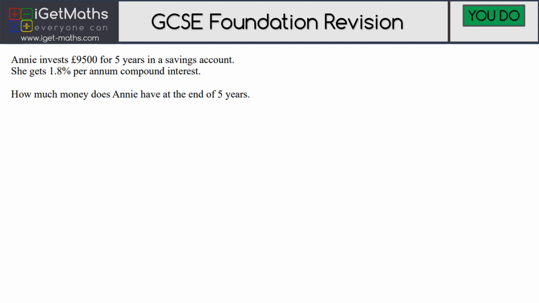Okay, so Annie invests 9,500 for 5 years in a savings account. She gets 1.8% per annum compound interest. How much money does Annie have at the end of 5 years? So if you had 100% plus 1%, that would give you 101%, and as a decimal multiplier, that would be 1.01. So therefore, using that same idea, 1.8% would give you 1.018, and that is your decimal multiplier for the 1.8% compound interest.